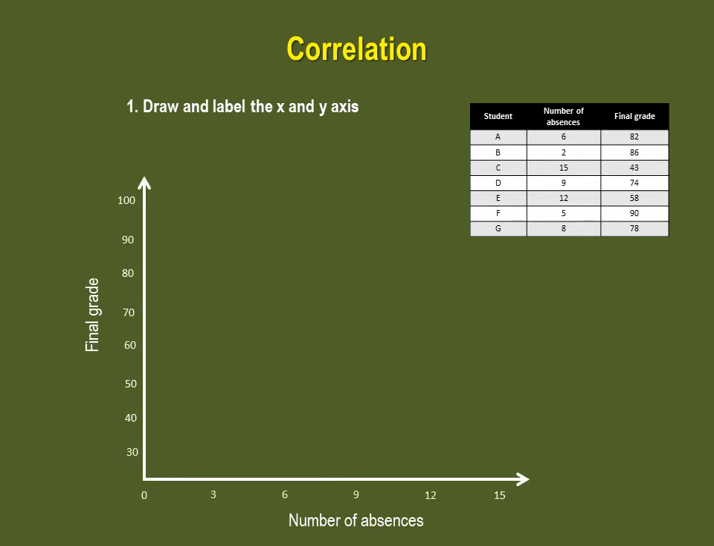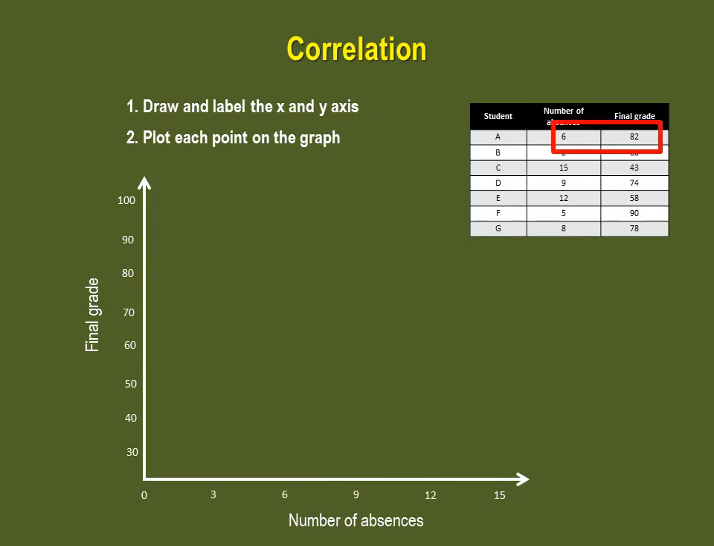The y-axis would be the final grades. The lowest value is 43, so we could start it at 40, or at 30 if we so please. And the highest value in our results is 90, but why not end the axis at 100? As I said, there's no absolute and fast rule in this, as long as it makes sense.